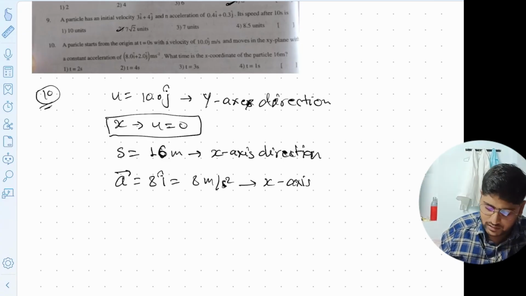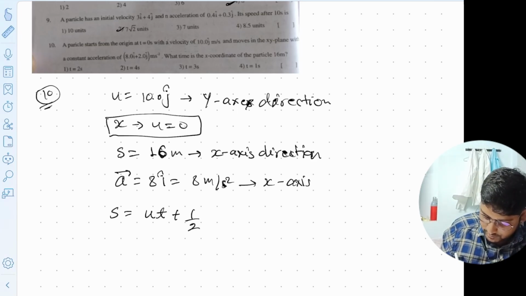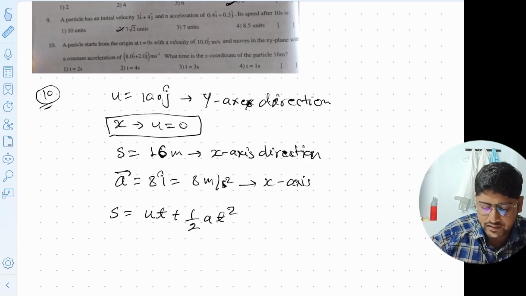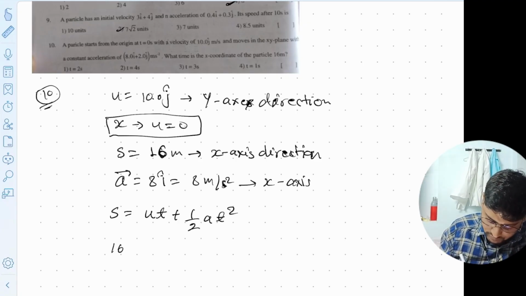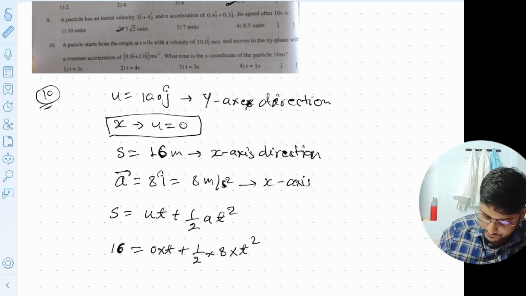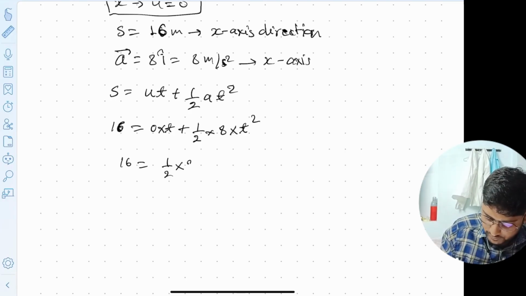So now apply the equation. S equals ut plus half at square. We calculate everything in the x-axis only, because we have to find when the particle will be 16 meter in the x-axis. So distance equals 16, u is 0, so u into t is 0, plus half into acceleration 8 into t square. So 16 equals half into 8 into t square.